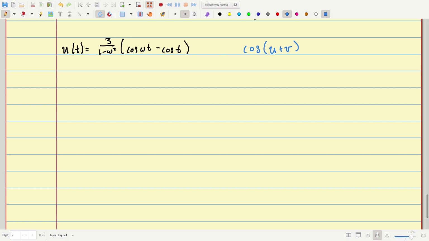If I have cosine of u plus v, this is cosine u times cosine v minus sine u sine v. And cosine of u minus v looks like cosine u cosine v plus sine u sine v.